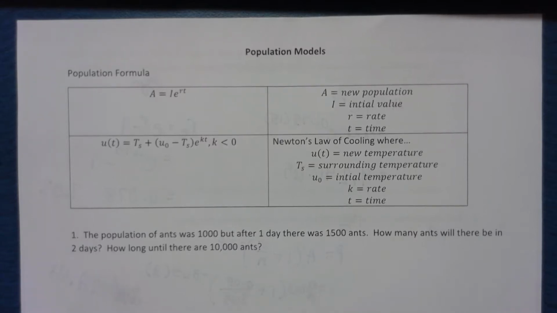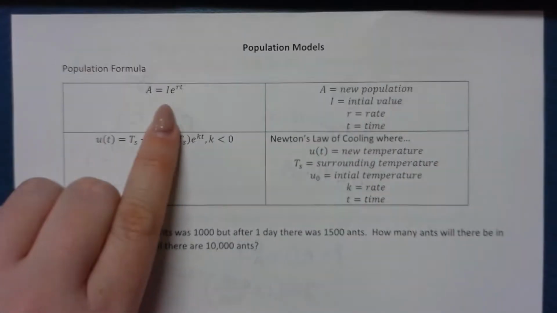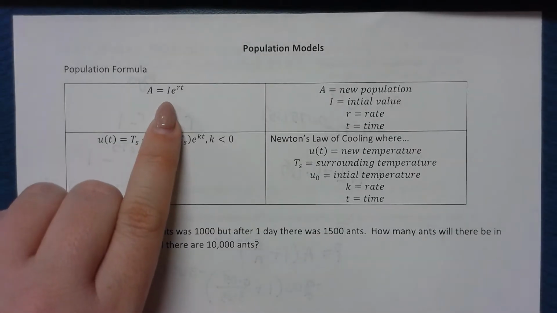So now we're going to talk about our population word problems. We just talked about our financial word problems. Now we're going to talk about population. This formula should look very familiar because this is the exact formula as PERT.